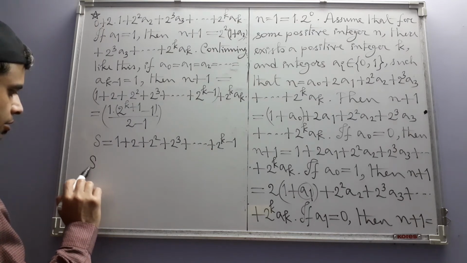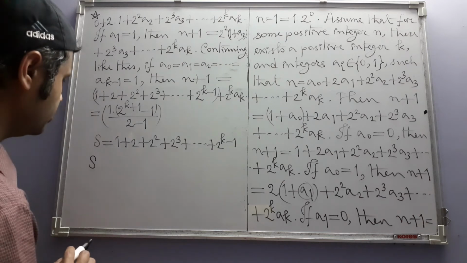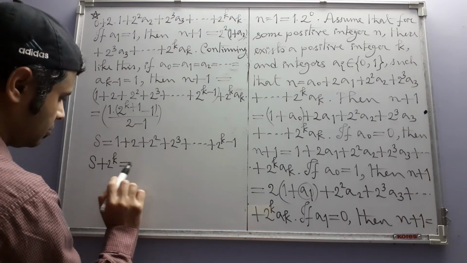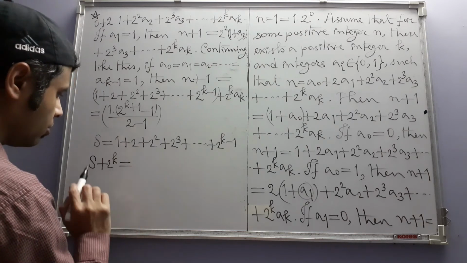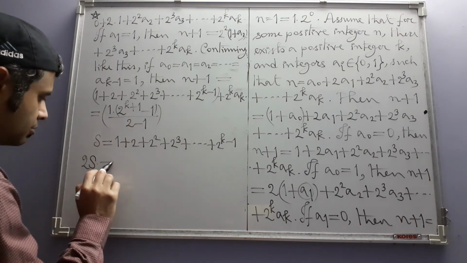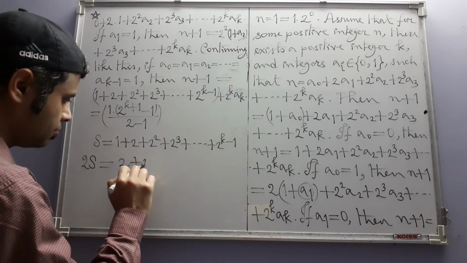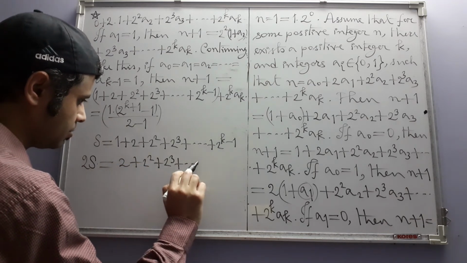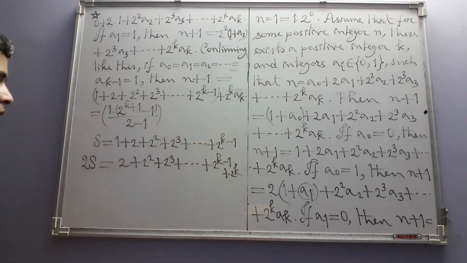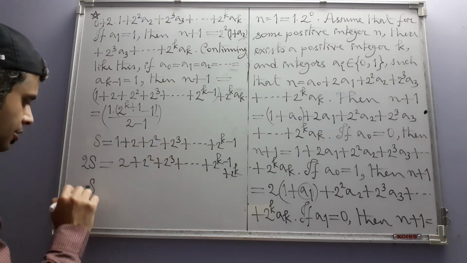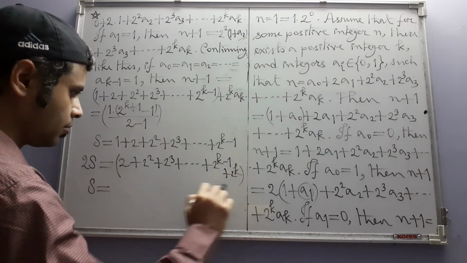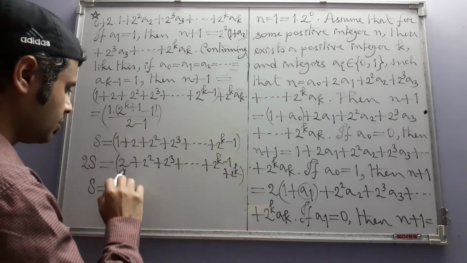Okay, so if we do this, s plus 2 to the power k, then we get what? Or okay, not s plus 2, this is not an AP, this is a GP, so we multiply by the common ratio. That gives us 2 plus 2 square plus 2 cube etc. plus 2 to the power k minus 1 plus 2 to the power k. Now if we subtract this from this, then on the left hand side we get s, on the right hand side a number of things will get cancelled.